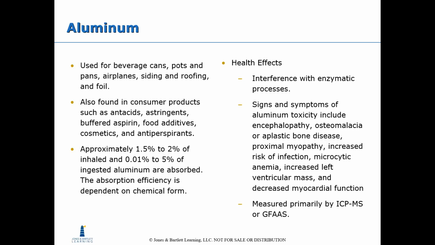The health effects include interference with enzymatic processes. Signs and symptoms of aluminum toxicity include encephalopathy, osteomalacia or aplastic bone disease, proximal myopathy, increased risk of infection, microcytic anemia, increased left ventricle mass, and decreased myocardial function. It's measured primarily by ICP-MS or GFAAS.